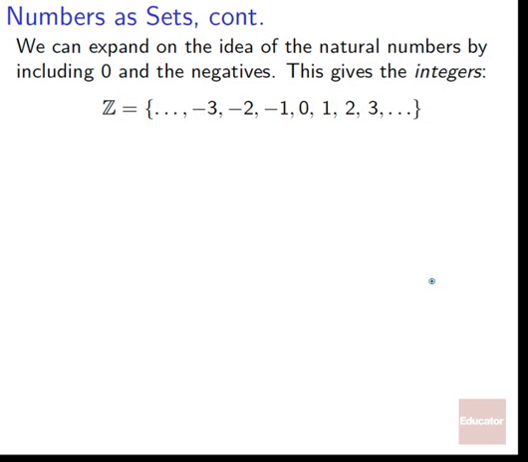So let's keep expanding on these ideas. We can take the natural numbers and we can go, well, we've got positive numbers, but we've also got negative numbers. So let's count not just forward, but let's count backwards as well. So we'll hit 0 and then we'll just drive on into the negatives. This gives us the integers. So we start at 0 and then we go forward positive, but we also go backward negative. So 0, forward, 1, 2, 3, 4, 5, 6, 0, backward, negative 1, negative 2, negative 3. So we're going off in both directions, and that gives us the integers.